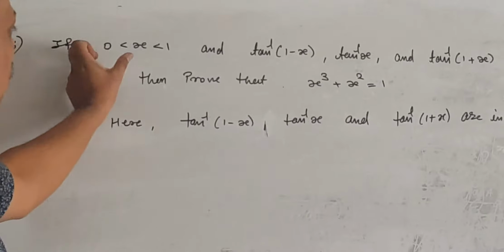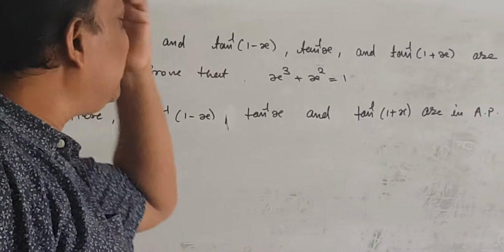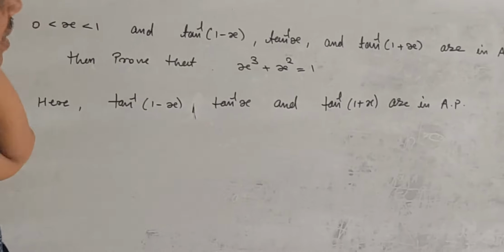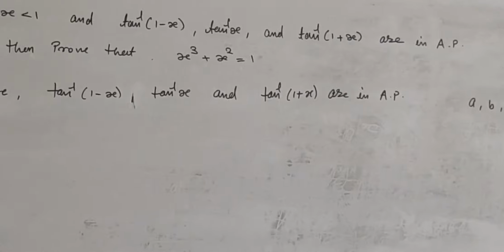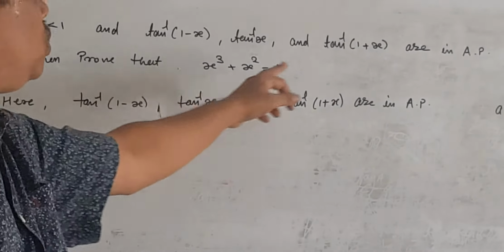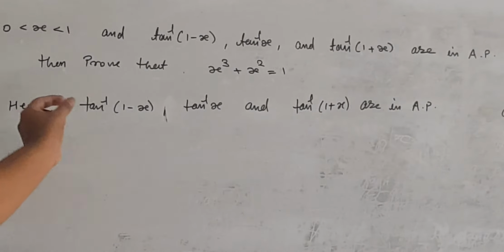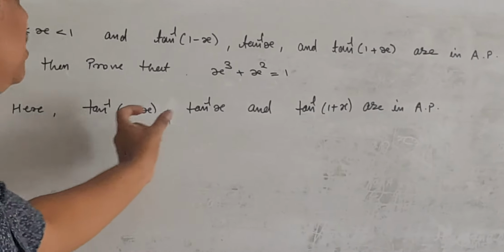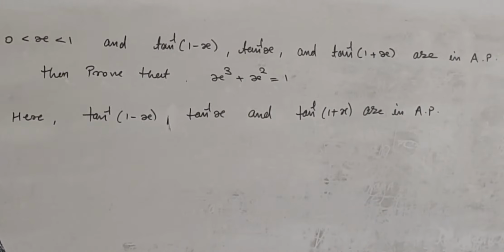If 0 < x < 1 and tan inverse(1 minus x), tan inverse x, tan inverse(1 plus x) are in AP, meaning they are in arithmetic progression, then prove that x cube plus x square is equal to 1. So here we first take the statement that tan inverse(1 minus x), tan inverse x and tan inverse(1 plus x) are in AP.